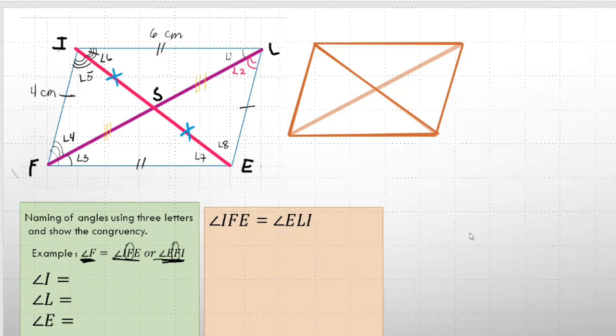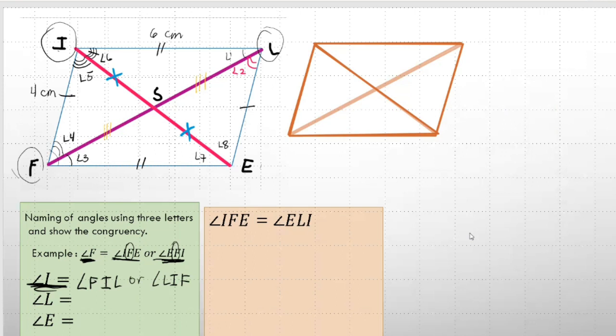So yung angle I natin is equivalent to, so dapat nasa gitna si angle I. So therefore, it is angle, or we can start with angle F, then proceed kay I, and then L. So now we have angle FIL. Or another name of angle I is, we can start with L on the other side. So angle L, then proceed with the middle I and F. So this is the equivalent of angle I, which is angle FIL or angle LIF.